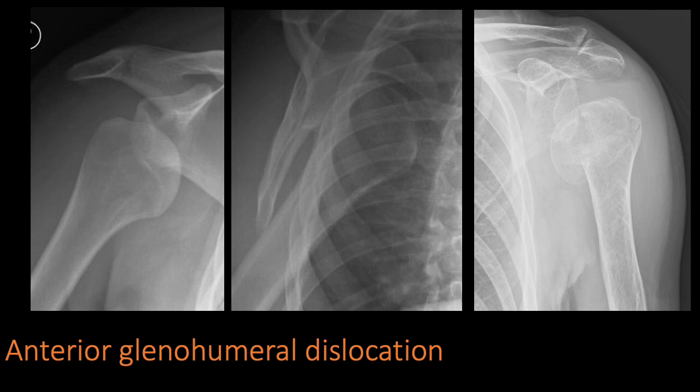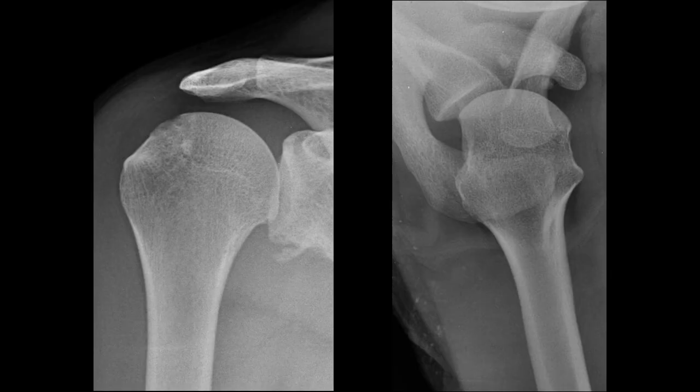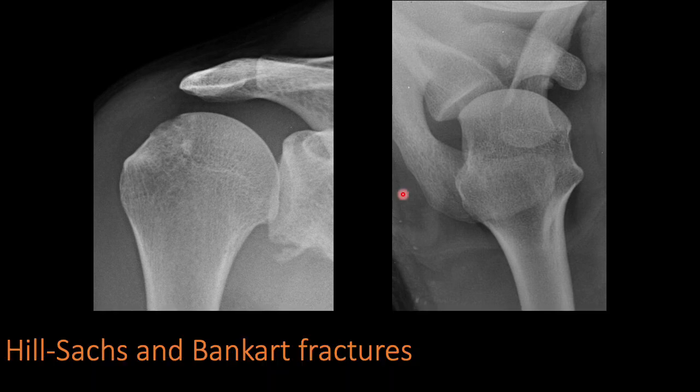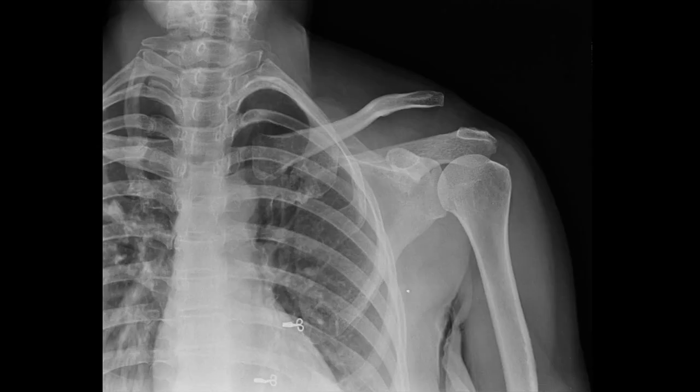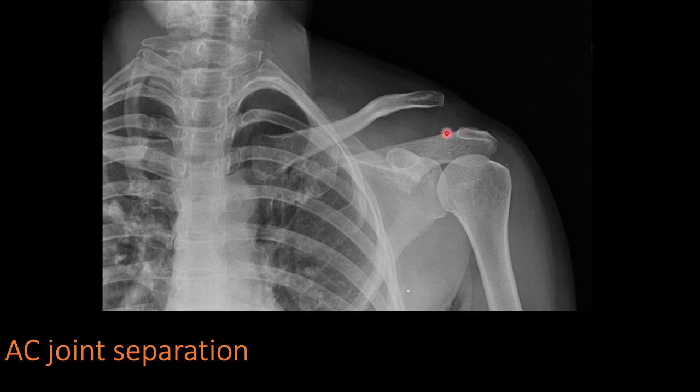These are examples of an anterior glenohumeral joint dislocation. These are two different types of fractures caused by one or more anterior shoulder dislocations. The one on the screen left is a fracture of the glenoid, and this is a Bankart lesion. The one on the screen right is a lesion on the humeral head, and this is a Hill-Sachs lesion. This is an AC joint separation.